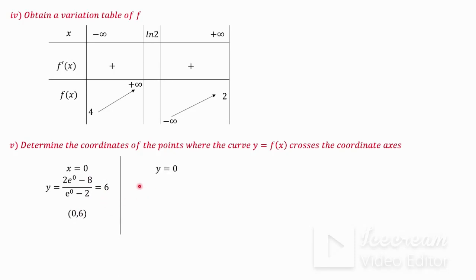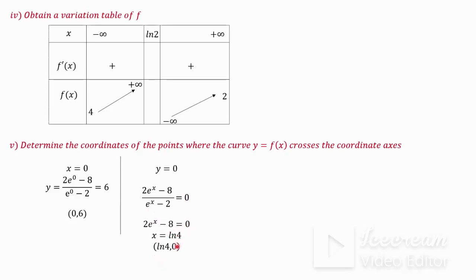And what happens when y equals 0? When y equals 0, we obtain 2 exponential of x minus 8 divided by exponential of x minus 2 equal to 0. For which we have 2 exponential of x minus 8 equal to 0, where we therefore conclude that x equals ln of 4. From which we then obtain the point (ln of 4, 0).